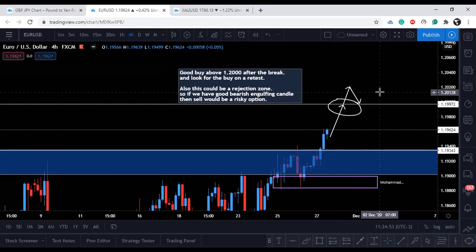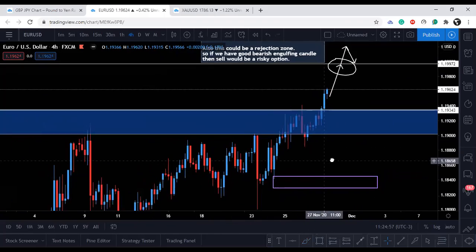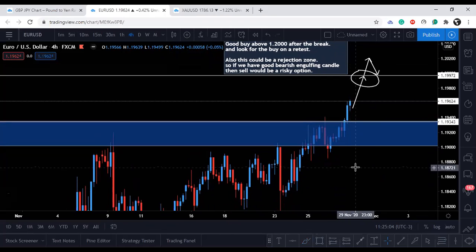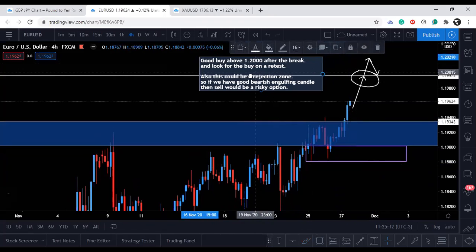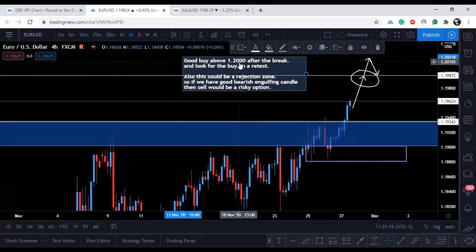Can you zoom out a little bit? Yes, this area is the area we have to look out for, because if this area is broken down, we might see a bearish structure forming from H4 onwards to the higher time frame. So this area is the area you have to be aware of and you have to be very vigilant about.